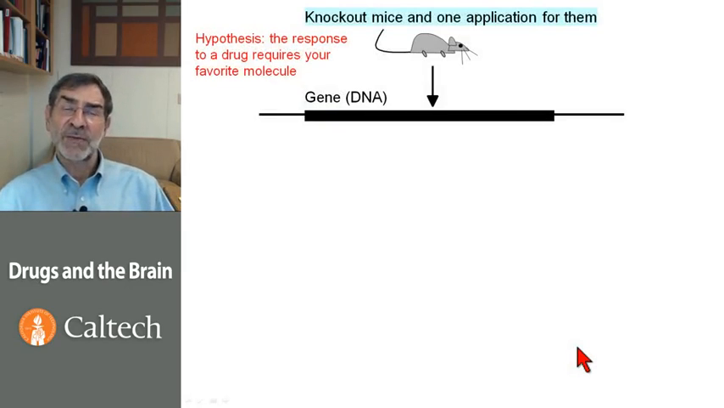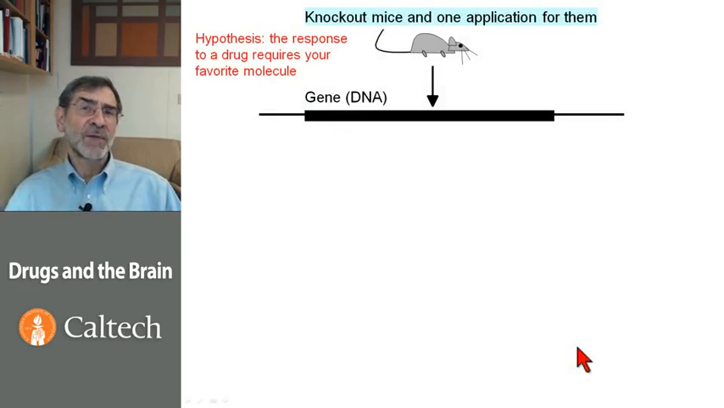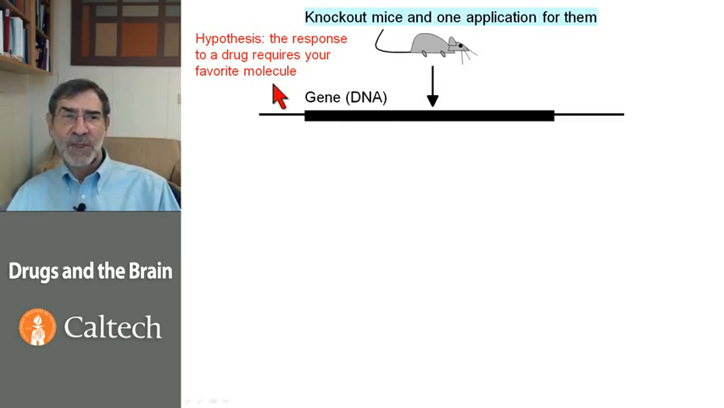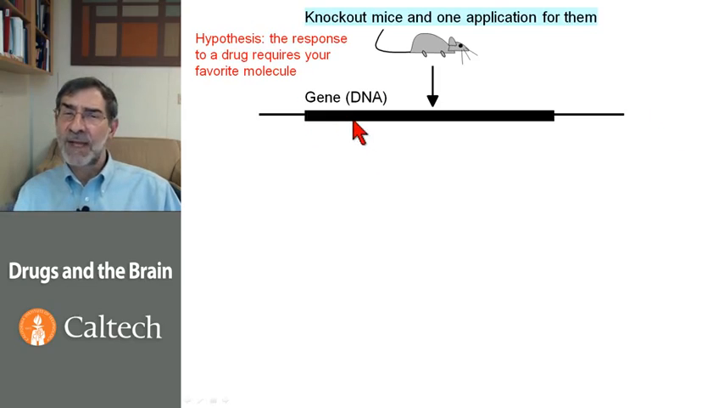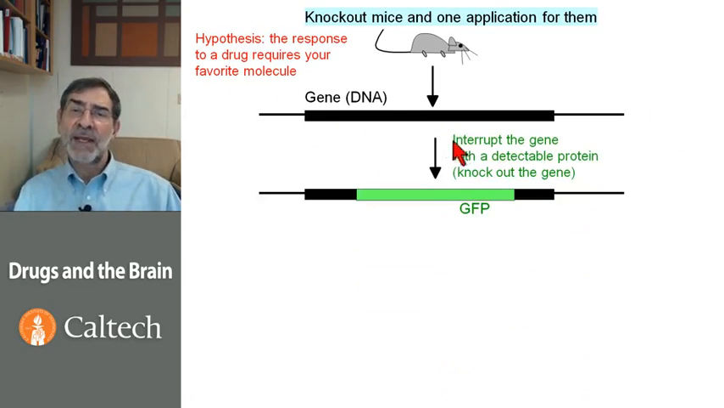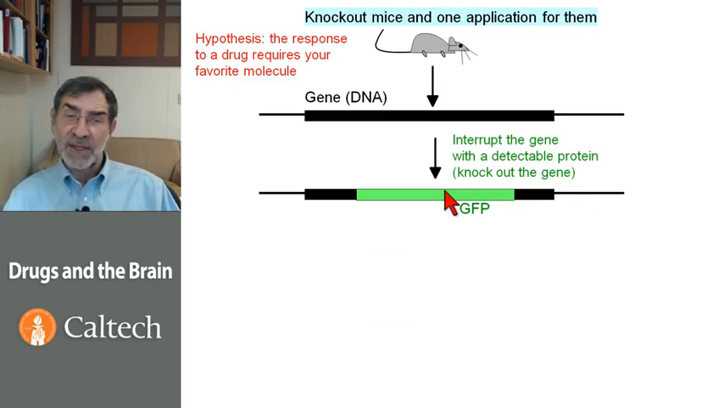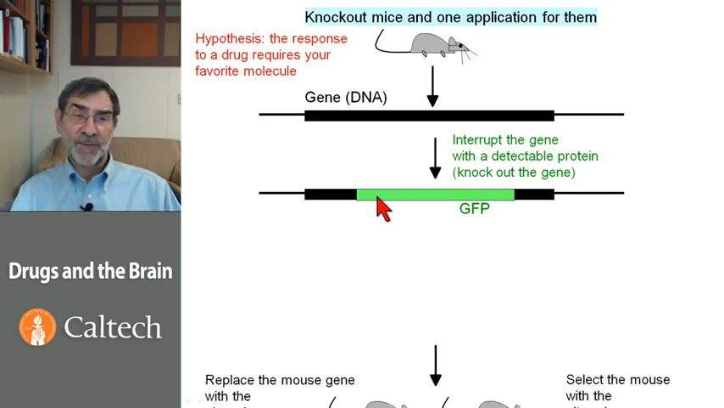Now, how do we know all this? Well, there are various ways to discover the target for a drug. One way is the use of knockout mice. So let's say that you have the hypothesis that the response to a drug requires your favorite molecule. And so the researcher obtains the gene, the DNA, that encodes that molecule, and interrupts the gene with a detectable protein so that we can detect the interruption. And very often the detectable protein is the green fluorescent protein GFP. So that's why we've made this section green.